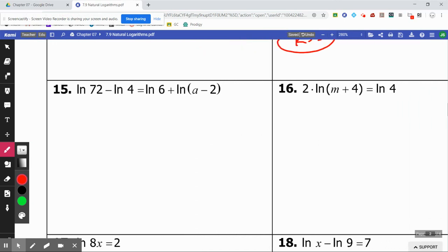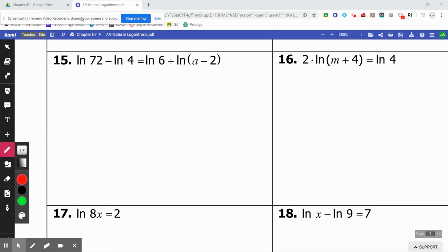Number 15, combine your natural logs first. We have the natural log of 72 minus natural log of 4, to combine two subtraction logs you simply divide them. So that'd be 72 over 4. 72 divided by 4 is actually 18. So we have the natural log of 18 equals, then you have the sum of two natural logs, and we find the sum by multiplying them. So that'd be the natural log of 6a minus 12.